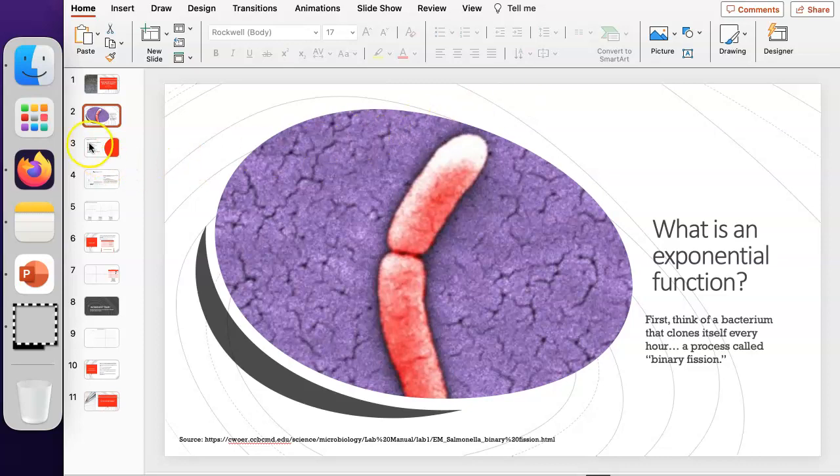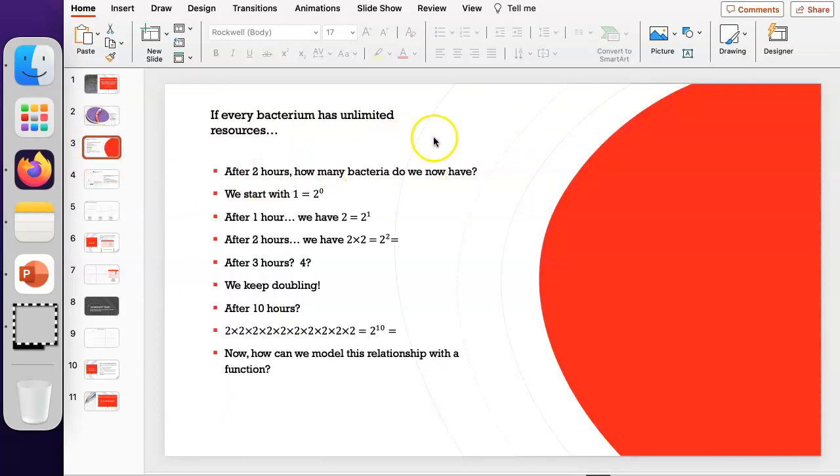goes by. So after 2 hours of bacteria, or 2 hours, how many bacteria do we now have? Well, we start with just 1, and we can make that 1 just 2 to the 0 power. Remember, anything to the 0 power is going to be equal to 1. After 1 hour, we just have 2, right? We start with the 1. We'll write it up here. 1 hour goes by, and it splits into 2. So now I have 2 bacteria, 1 here and 1 here.